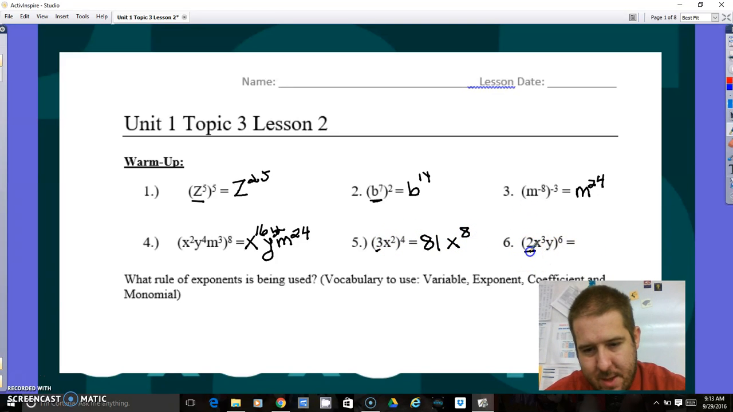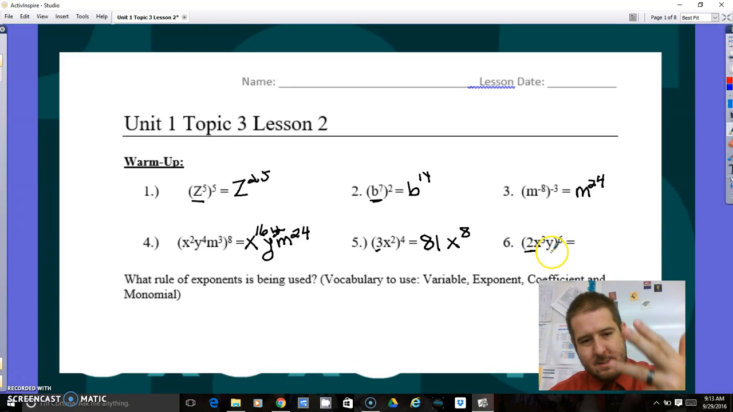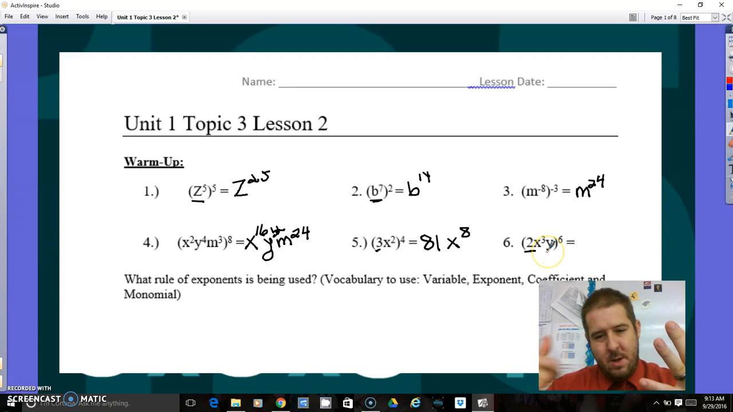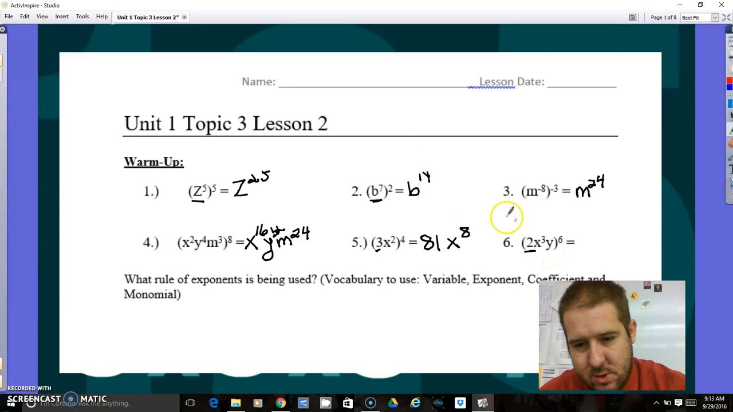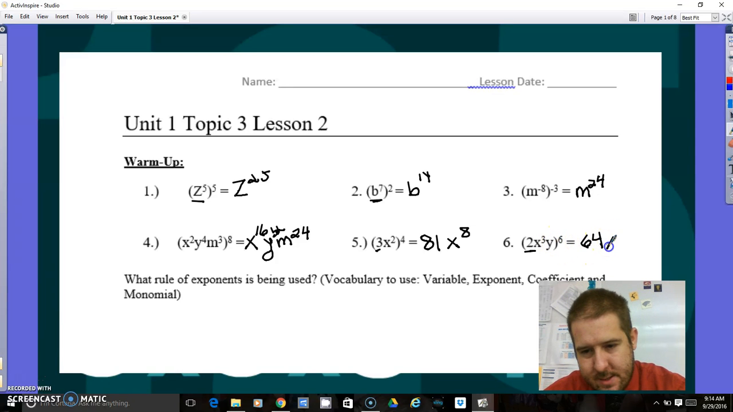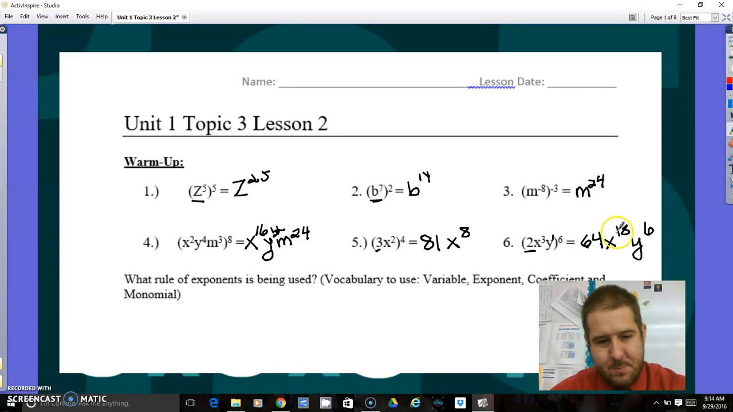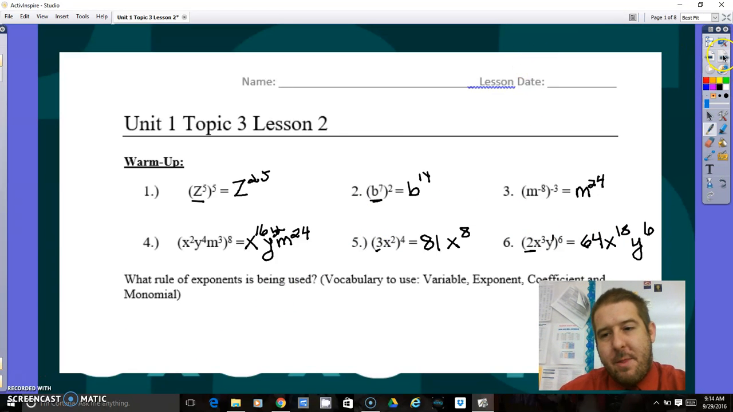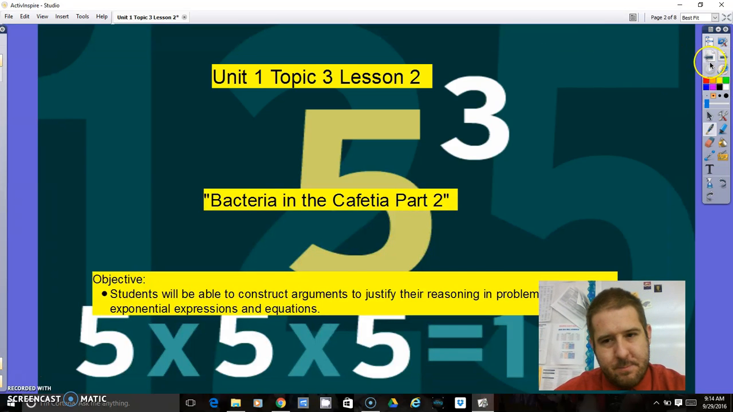All right, so once again, we have a coefficient raised to the 6th power. 2, 4, 8, 16, 32, 64. So 2 becomes 64 because it was raised to the 6th power. x becomes x to the 18th. And y becomes y to the 6th, because remember, anything that doesn't have an exponent is to the 1st power. All right, so that was the power to a power rule, which states you multiply the powers in order to find the answer. All right, great.